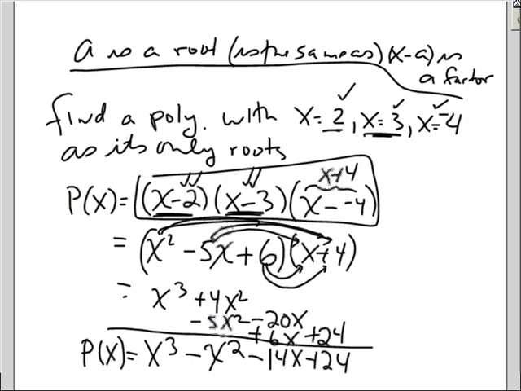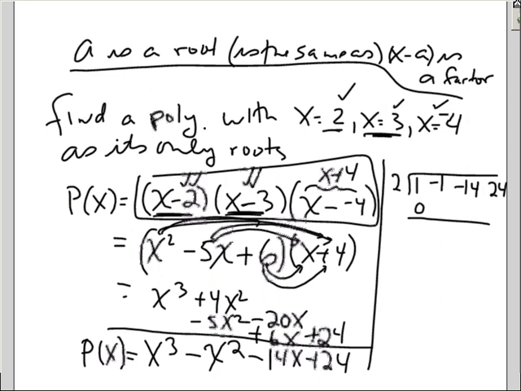Now, if you wanted to check it, you can check 2. Flip 2 down and then put the coefficients: 1x cubed, negative 1x squared, negative 14x, plus 24 the constant. 1 plus 0 is 1, times 2, put it here. Add, times 2, put it there. Add, times 2, put it there. And what do you add, and what do you know? You get 0. And you can try it with 3 and negative 4, and it should work.